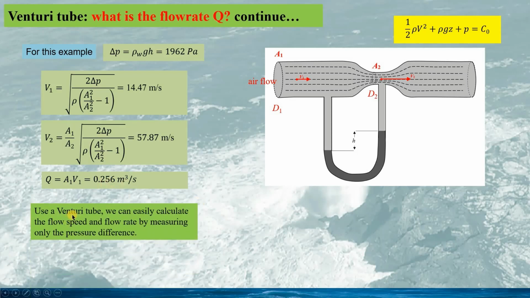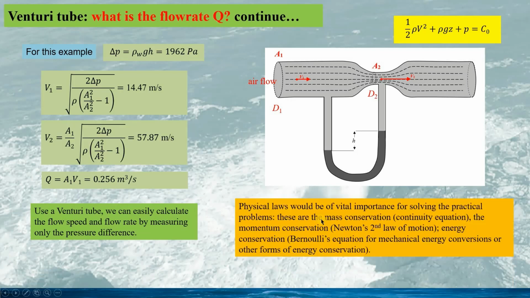So we can see that using the Venturi tube, we can easily calculate the flow speed and the flow rate by measuring only the pressure difference. This principle can also be used for measuring the airspeed of a wind tunnel, where the large tube can be taken as the settling chamber and the narrow throat is the working section. By a similar principle, measuring the pressure difference with the manometer, the airspeed in the wind tunnel can be calculated by the same calculation.